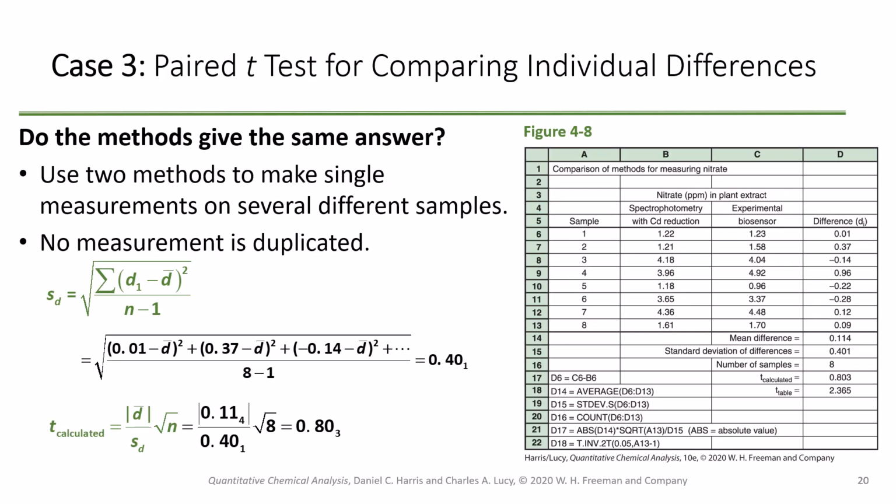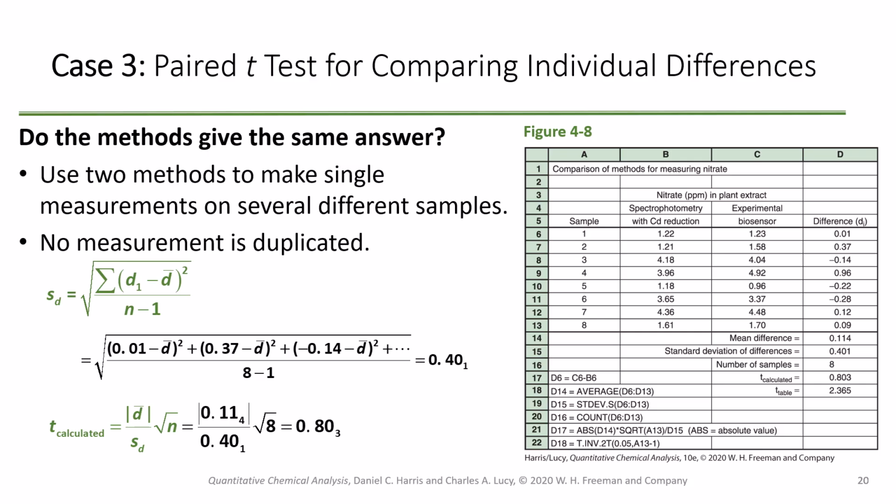While case 3 is not going to be math that's in the short answer portion, you still need to be very comfortable knowing when to use it, just in case it's multiple choice. If I give you a variety of different situations, can you answer what type of case it is? So it's a paired t-test for case 3, for comparing individual differences between different methods and samples that are not replicates. So each sample is unique. So you use 2 different methods to make single measurements on several different samples.